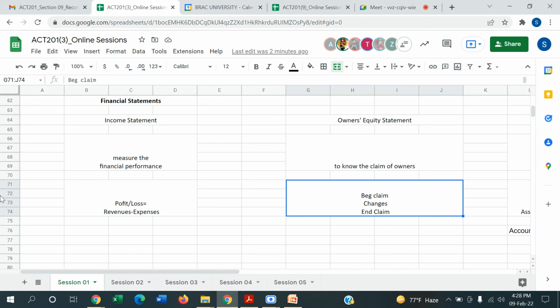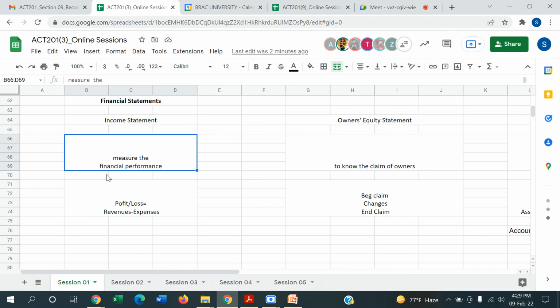Sir, income statement, what is the objective? To measure the financial performance. And how can we measure the financial performance? By identifying profit or loss. How can we identify the profit and loss? By comparing revenue and expenses.